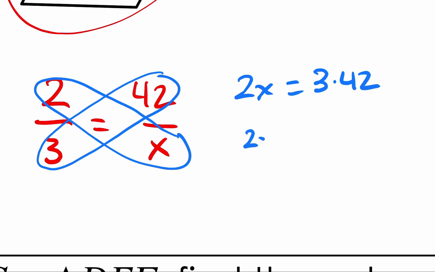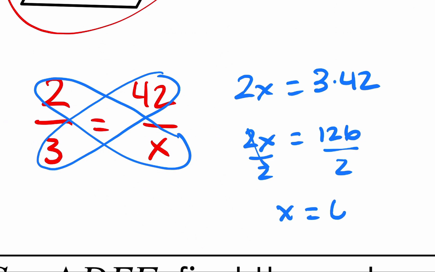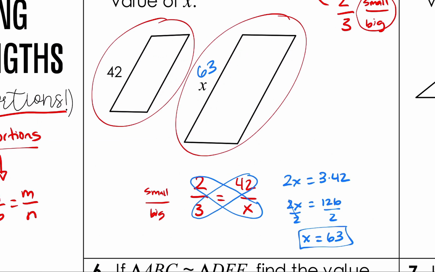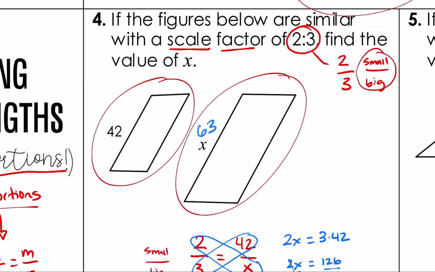And so that means 2 times x equals 126. And so if we divide both sides by 2, we're going to get x equals 63. And so that means this side is 63, meaning the small side, 42, to the big side 63 is a 2 to 3 ratio, which is our scale factor, which is what they gave us.